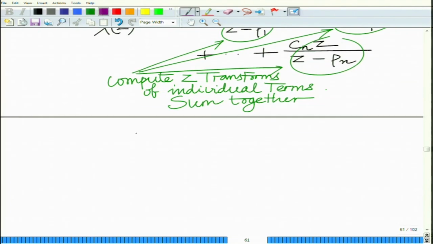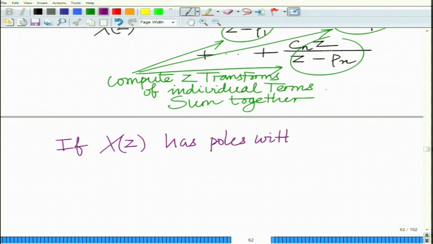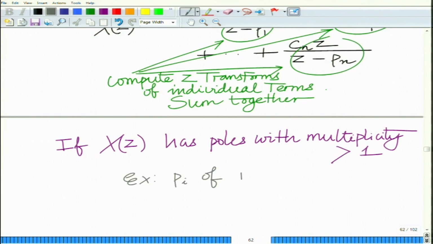Now, if X(z) has poles with multiplicity greater than 1, for example a pole pi of multiplicity r, multiplicity greater than 1 means repeated poles, that is, you have terms of the form (z minus pi) squared for multiplicity 2, or (z minus pi) cubed for multiplicity 3, that is, pole pi has multiplicity of 3.